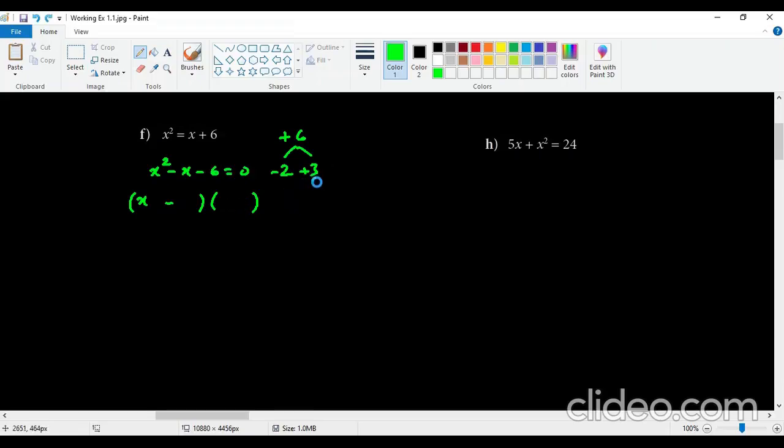It is actually minus 3 plus 2, minus 3 and plus 2 is going to give you. So it's going to be in the bracket x minus 3 and x plus 2.